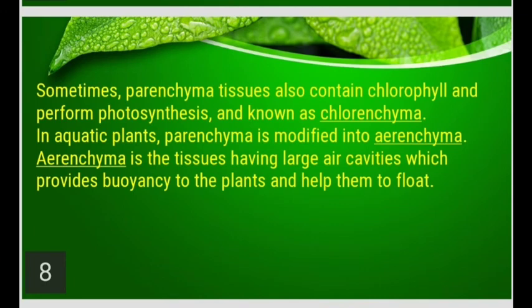Modifications in parenchyma tissue. Sometimes parenchyma tissues also contain chlorophyll and perform photosynthesis. This type of parenchyma tissue is known as chlorenchyma. In aquatic plants, parenchyma is modified into aerenchyma. Aerenchyma is a tissue having large air cavities which provides buoyancy to the plants and helps them to float.